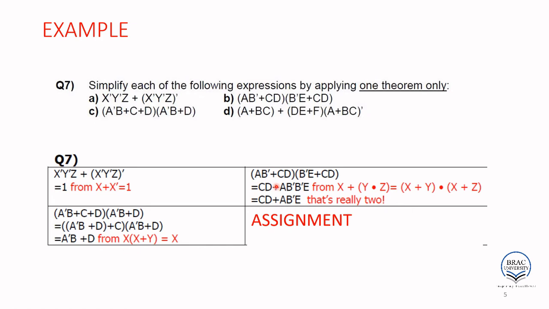So if you consider cd as x, it becomes x plus y, x plus z, which is x plus yz. So x is your cd, yz becomes a b prime and b prime e. Again, in this line, cd becomes cd, b prime becomes b prime, so a b prime e. That's really true. These two become 1.